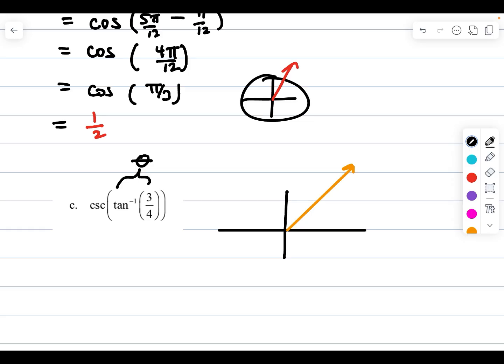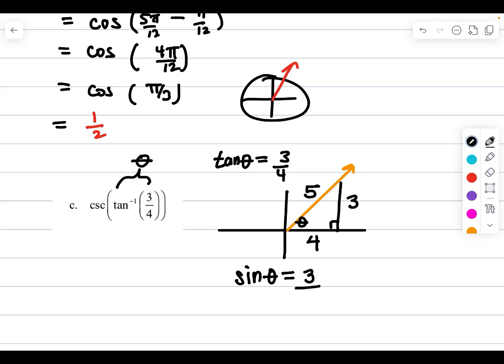All right, I'm going to let arctangent be some angle theta. Because that's arctangent, it has to output an angle in between negative pi over 2 and pi over 2. But I know it's the first quadrant, between 0 and pi over 2, because it's arctangent of positive 3/4. If you remember SOHCAHTOA, I have tangent of theta equals 3/4. Tangent of the angle equals the opposite over the adjacent. Using Pythagorean theorem or your knowledge of 3, 4, 5 right triangles, that hypotenuse is 5.